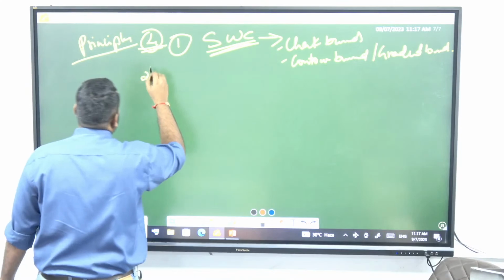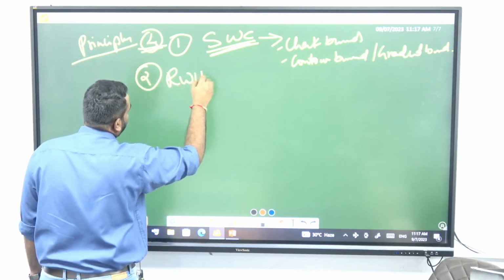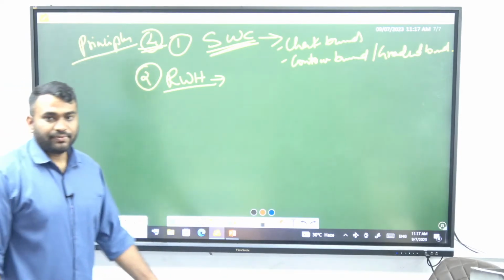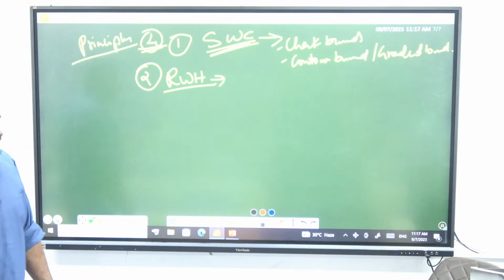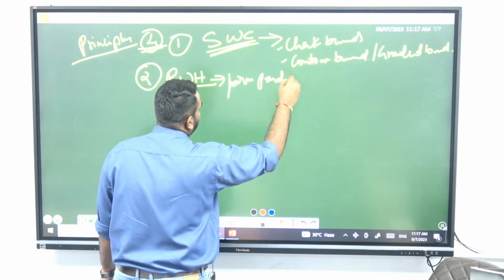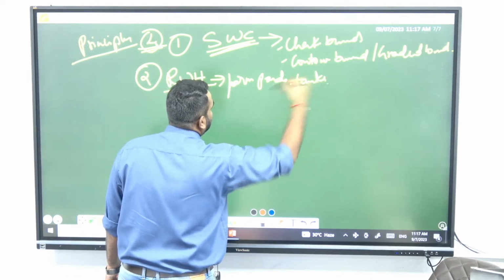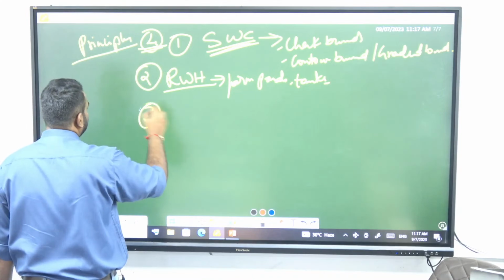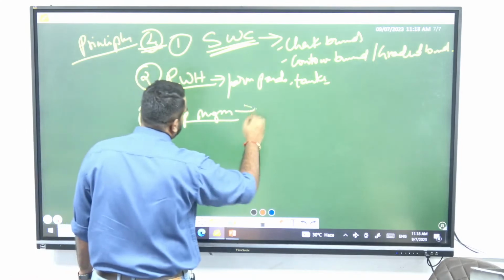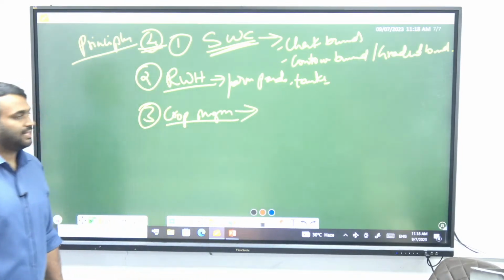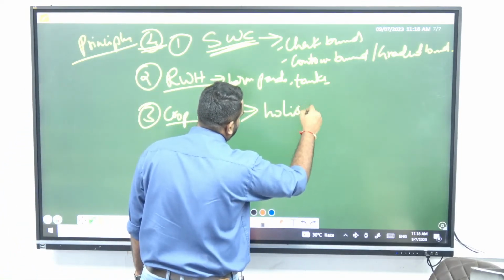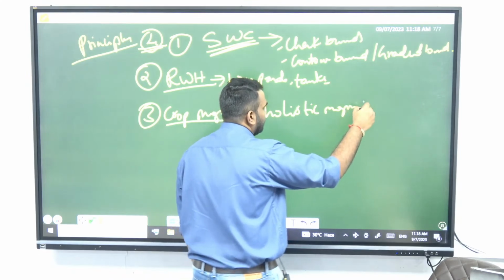The second important principle is rainwater harvesting. In field conditions, in an agriculture field, how are we going to do this rainwater harvesting? Very good, that is farm ponds, small tanks. The third important one is crop management. Obviously we do crop management in other ways also, but here the meaning is that it is holistic management considering the ecosystem.